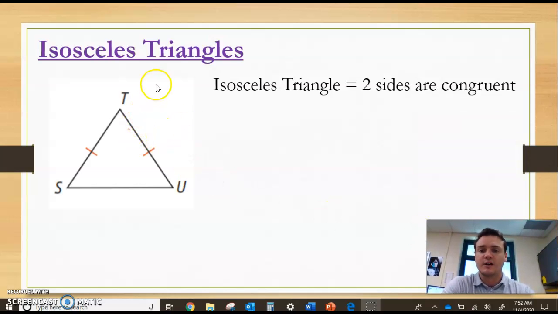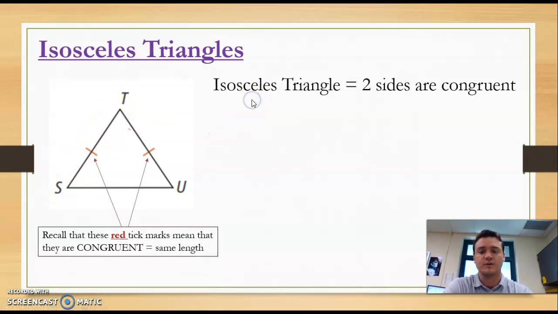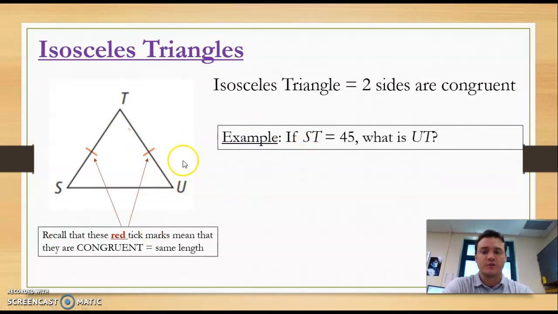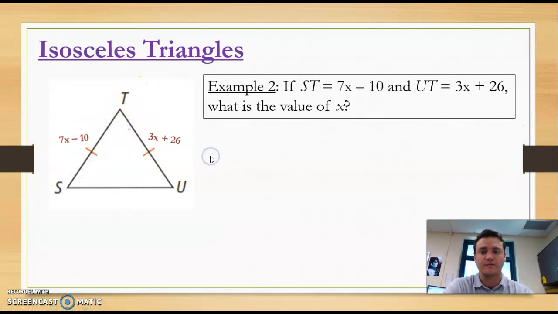An isosceles triangle is a triangle where two sides are the same length. Remember, we use these red marks to show congruency. Those mean that TU is the same length as TS. So isosceles means two sides are congruent. Again, those marks mean that they're congruent. So for example, if we said that ST was 45, we should also be able to say that UT is 45.